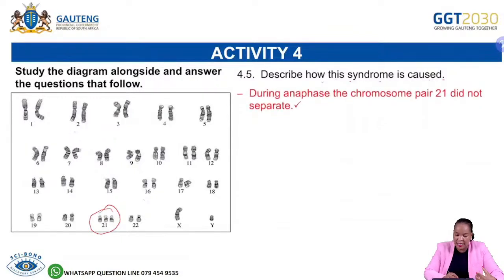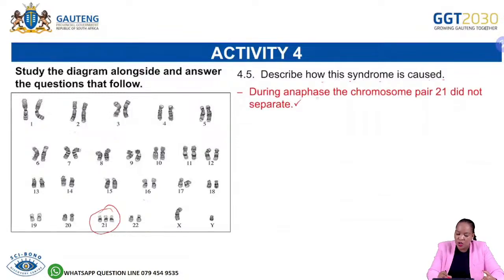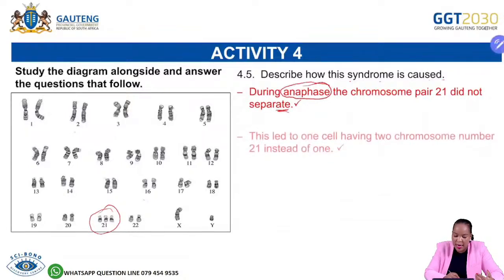So how do we write it? You start by saying, during anaphase, the chromosome pair 21 did not separate. Here you can say during anaphase 1 or anaphase 2, but this is a general phase. You are not specifying that this happened during anaphase 1 or anaphase 2, but you know that at chromosome pair 21 there was a failure to separate. Then that's where you get your mark.